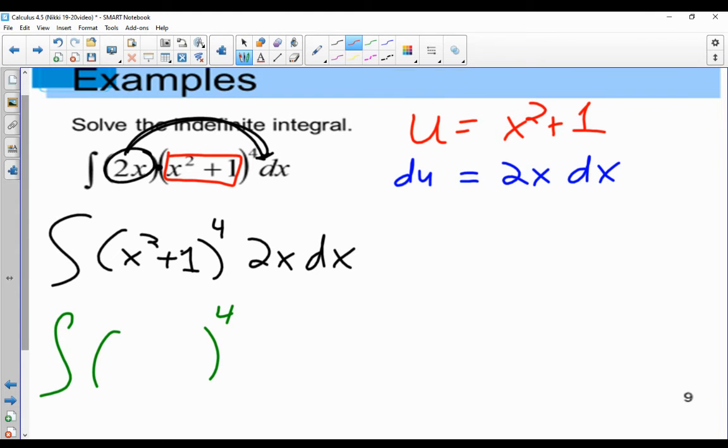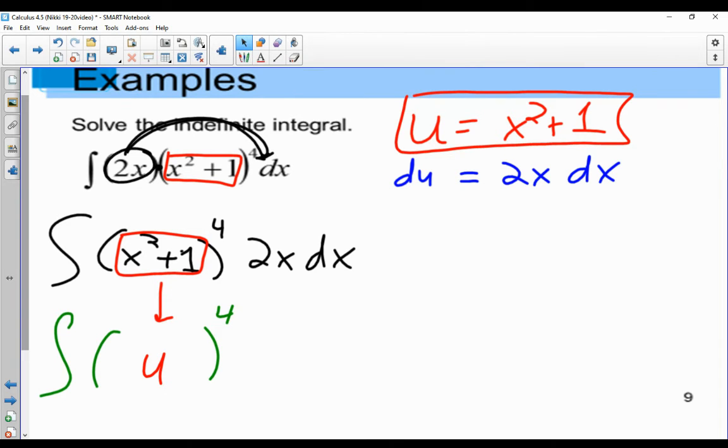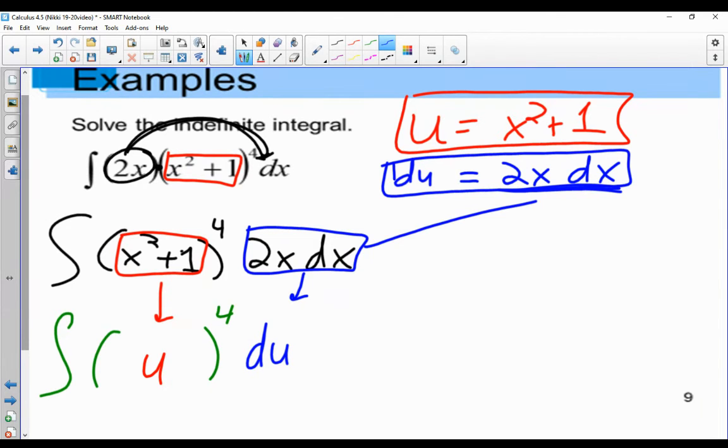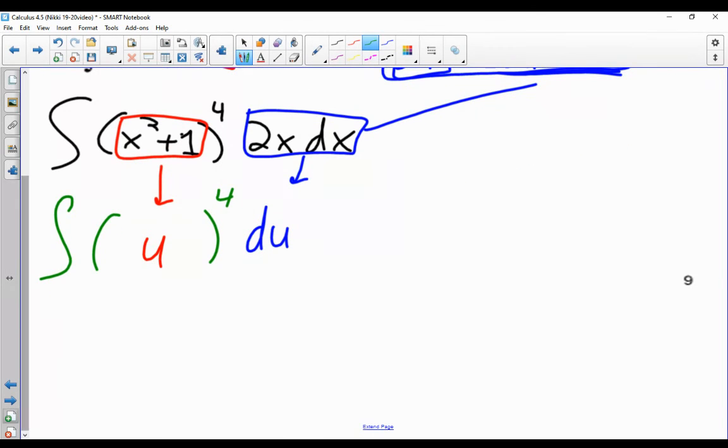So now, instead of x squared plus 1, I'm going to replace it with u, because this tells me I can. And then the 2x dx, I'm going to replace with du, because this tells me I can, because 2x dx is the same thing as du. Moving on from there, you'll have the integral of u to the 4th du.